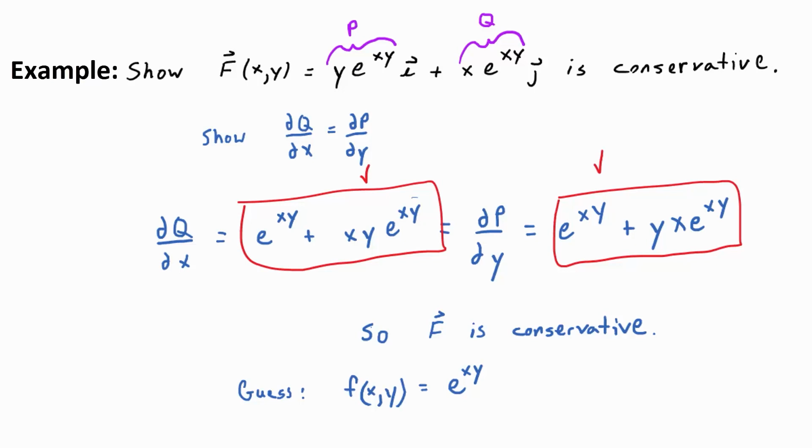But do you think it's always going to be that easy to find a potential function? Only if you're a very optimistic person. No, so let me show you a harder example.